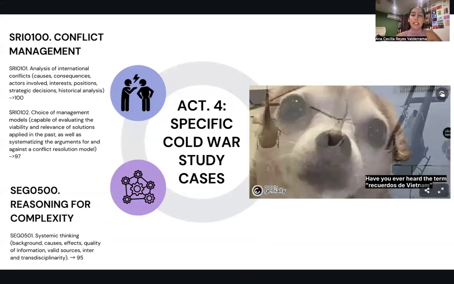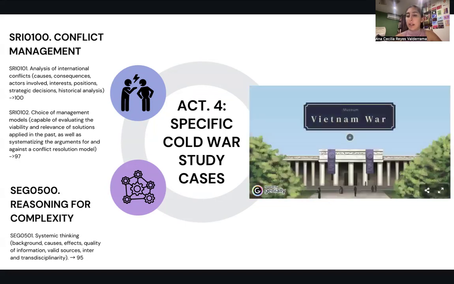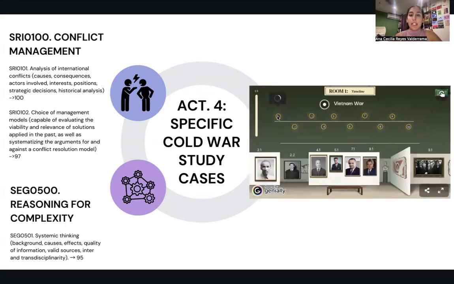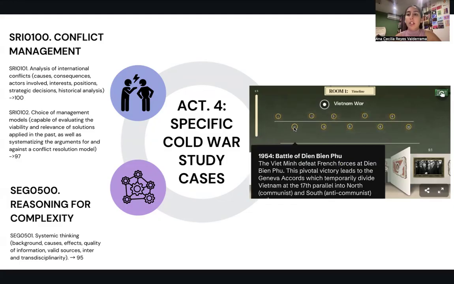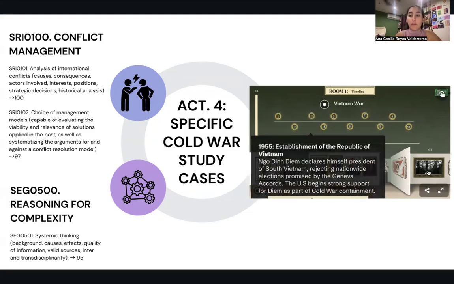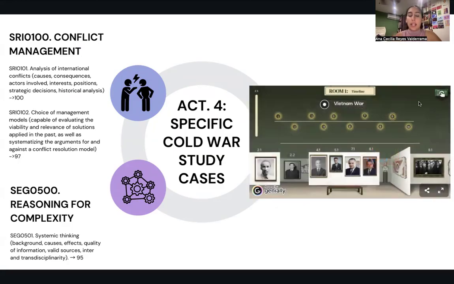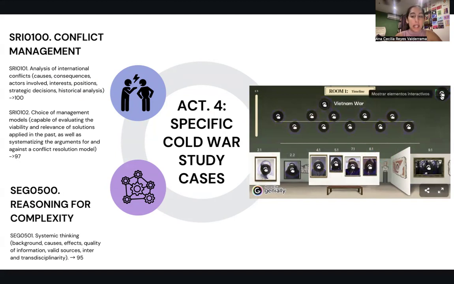The other activity was our activity four, the specific Cold War study cases. Here, this is the Genially that we created for our group. It was amazing because it was a museum, which I think was very creative for people to remember a little bit what we were talking about. And I put here in analysis of international conflict the 100 in the first room because, as you can see in the timeline, it is super well made with the causes, the consequences, the actors involved. We have here each person involved in the war and why they were involved. So that was very good from us, I think.